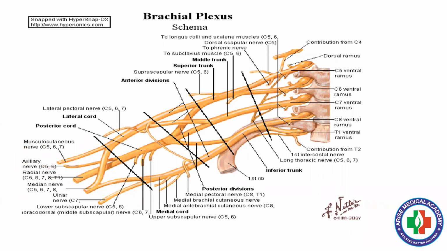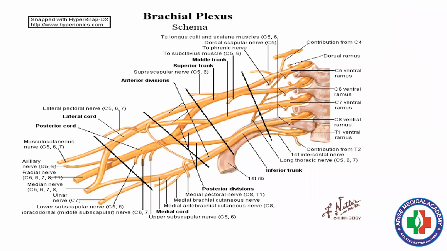Branches of posterior cord. Ultra is the mnemonic. Upper subscapular, lower subscapular, thoracodorsal nerve, axillary nerve, radial nerve. So largest branch is radial nerve. You also get a small branch there, axillary nerve, and the upper subscapular, lower subscapular, and thoracodorsal. I hope you can manage that. And important, which is radial nerve.